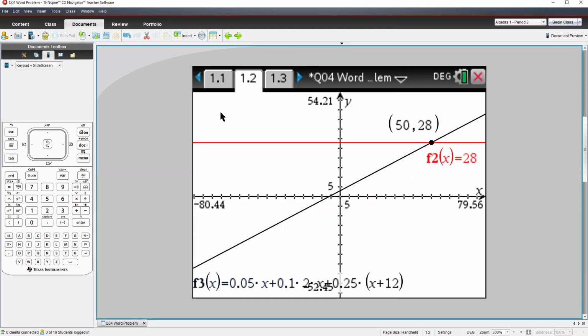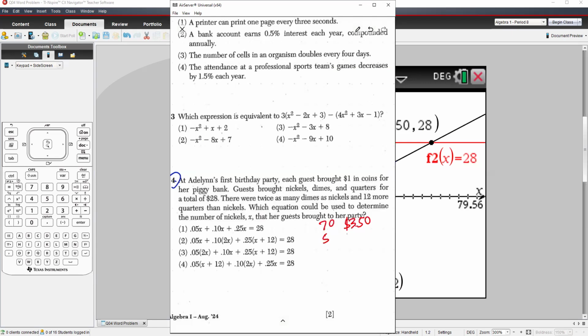I did the same thing. I found the intersection, and this one said I have 50 nickels. So if I go to my answer sheet, that means I have 50, which would be $2.50. Basically, I'm just multiplying 50 times 5 cents. Now here's where I'm saying that it helps to graph and find intersections.